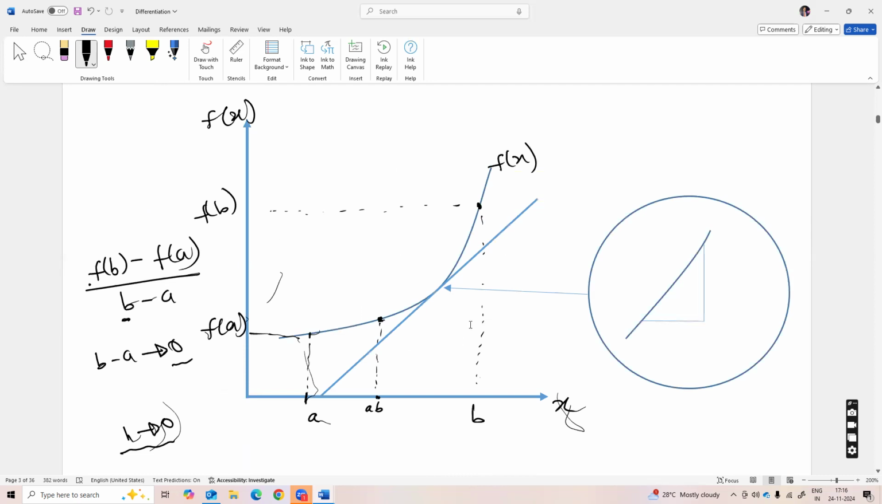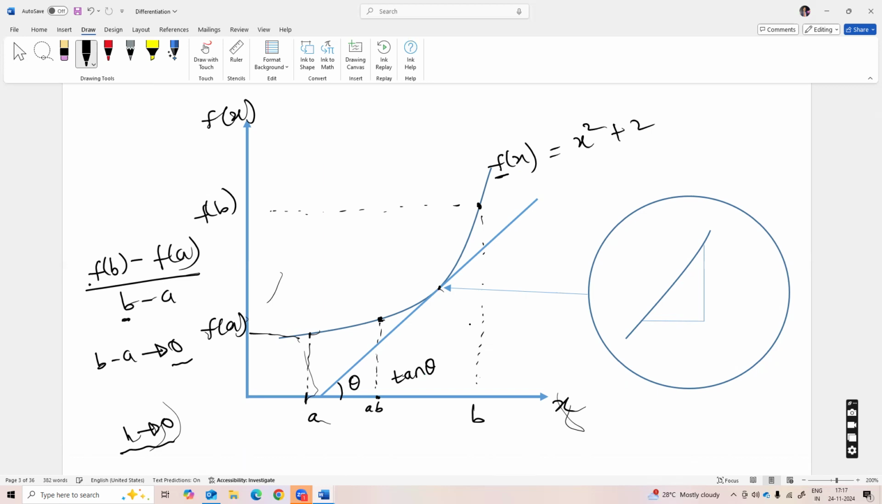Next thing is, let's say we have this curve, f of x equal to x square plus 2, or some curve like this. Now if we draw a tangent to this curve at some point, then the slope of this tangent is given by tan theta, where theta is this angle.